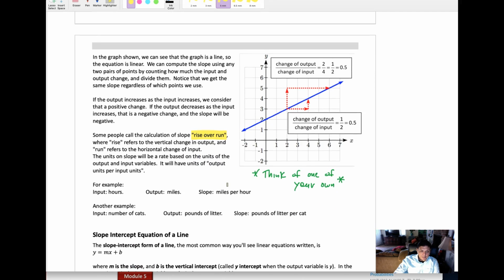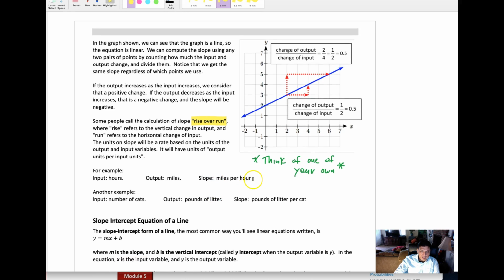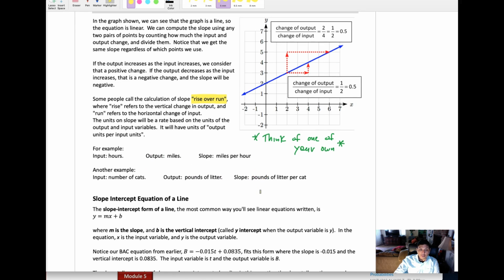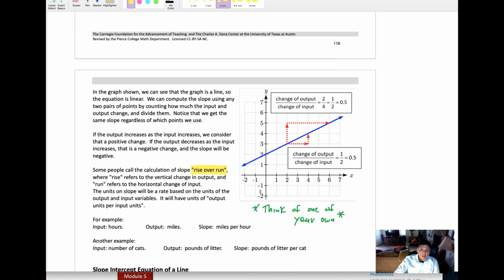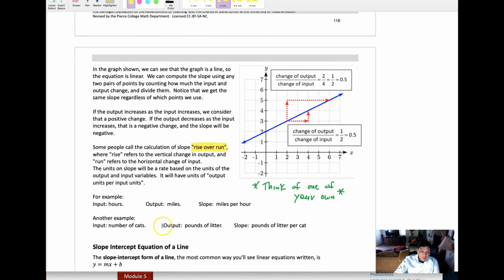In addition, as we apply these things, we'll look at other rates like miles per hour, or how many pounds of litter per cat if we're looking at the number of cats and the pounds of litter, or hours and miles. The slope will have an important value. So keep that in mind as we're studying slope for the rest of this section.